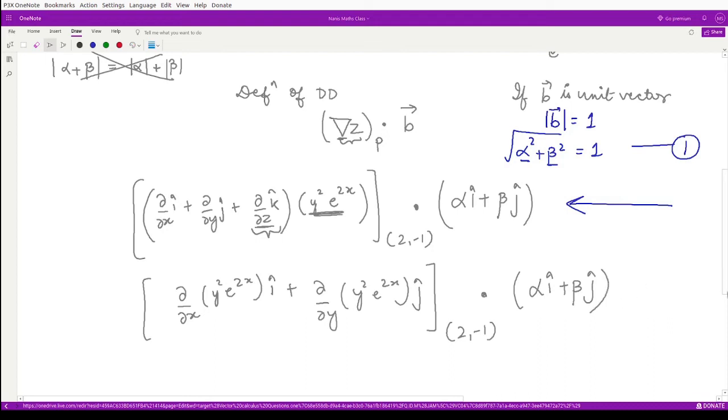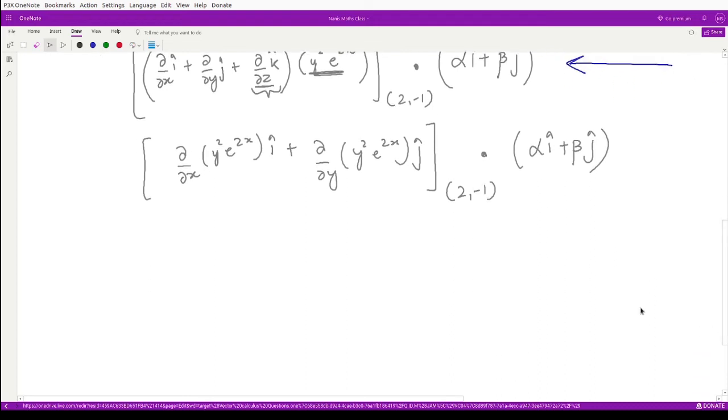So let's solve this. Firstly, we'll perform the partial derivatives here. When you perform it with respect to x, it would be 2y² e^(2x) i cap, and then when you perform it with respect to y, it would be 2y e^(2x) j cap. And then you will substitute the value of this point into the given vector.